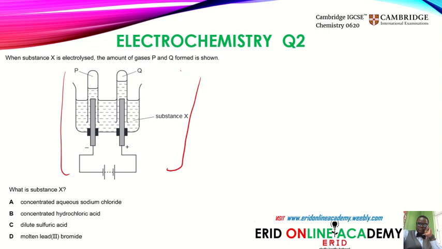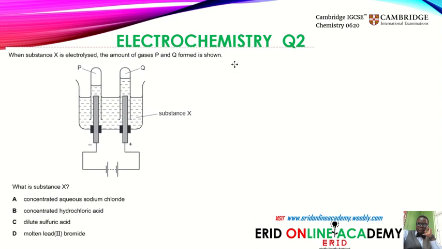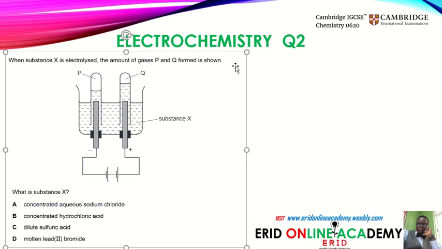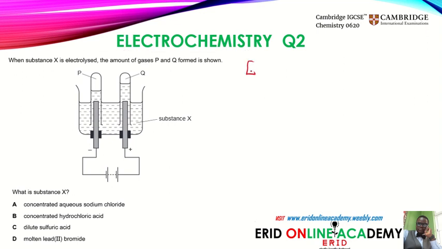What is substance X? You just need to cast your mind back to electrolysis. So you need to be able to define a few terms here. What is an electrolyte? Electrolyte, very key. Electrolysis is the decomposition of substances by the passage of electricity, and the substance itself remains changed. It's changed, it's decomposed.